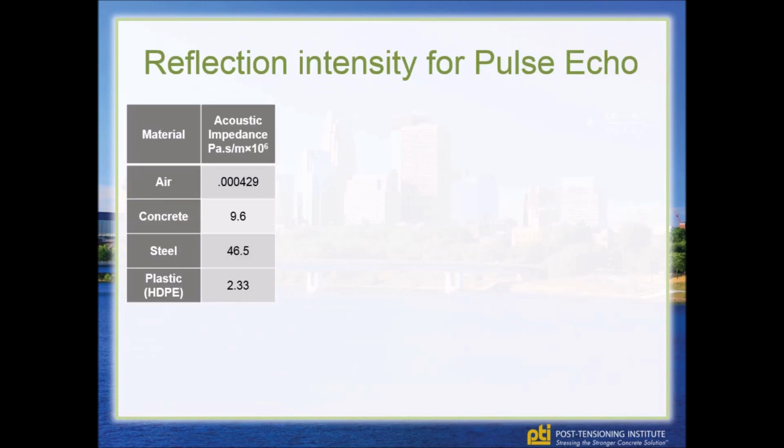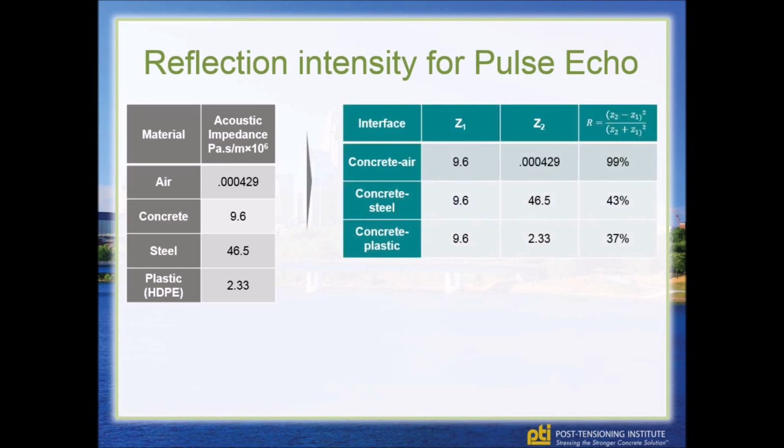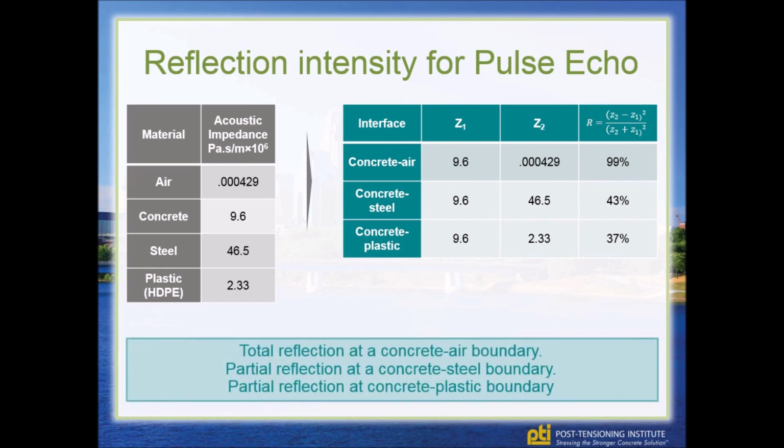Looking at pulse echo, these are acoustic impedances for typical materials we're concerned with: air, concrete, steel, and I've taken plastic HDPE as well. So we can see here at the concrete-air boundary we get almost 100% reflection of the signal. Concrete-steel we get about 45%, and concrete-plastic we get 37%. What this means is we have a total reflection at the concrete-air boundary, a partial reflection at the concrete-steel boundary, and a partial reflection at the concrete-plastic boundary.